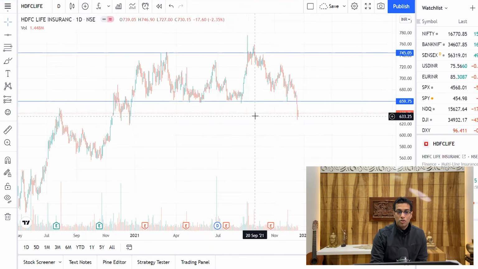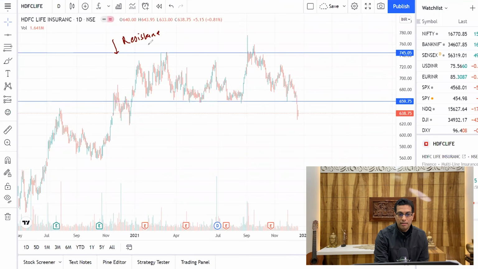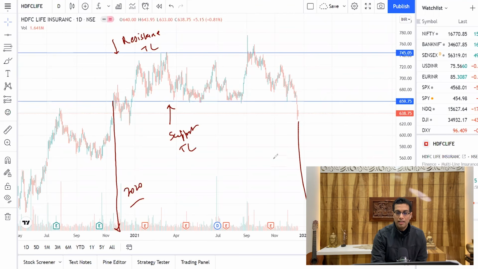Now, before I take you through how you can make money by trading trend lines, let me give a couple more examples, so that this entire concept of trend lines and channels is clear. Let us go to the HDFC Life Insurance stock and draw a support and resistance trend line. This is a resistance trend line, and this is a support trend line. We are drawing it from roughly November of 2020 till now, so this is roughly a 13-14 month period.